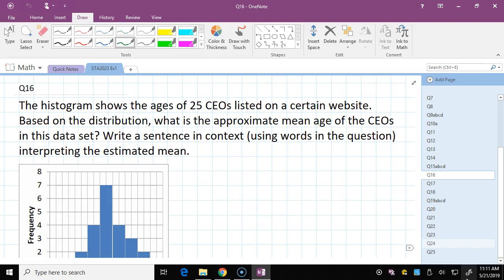So 1 to 6, that was chapter 1. 7 to 15 was chapter 2. 16 to 25 is chapter 3.